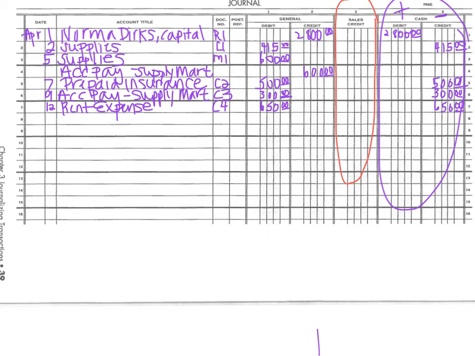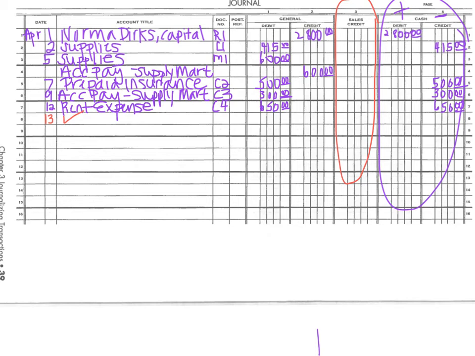Right here, I'm going to keep it in a different color so you can see it visually better. On the 13th, I'm just going to write a little check mark. Anytime that you receive cash from sales, you're going to do this check mark because you have 2 columns for it. So let's go ahead and record that.